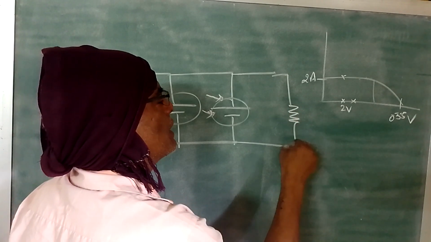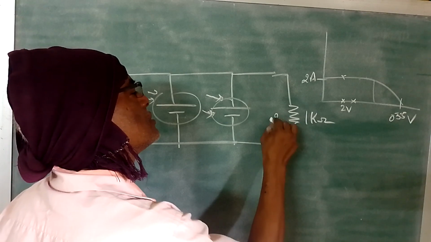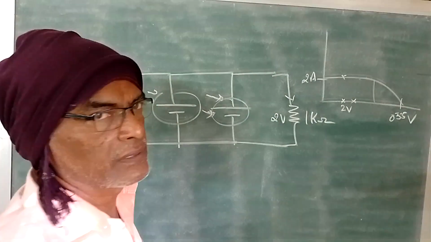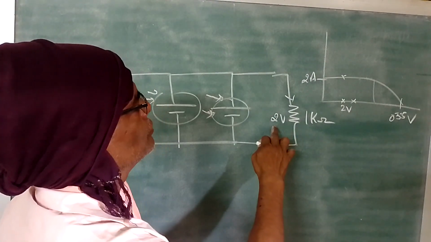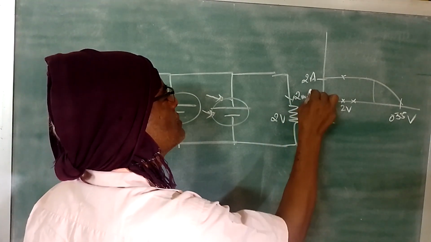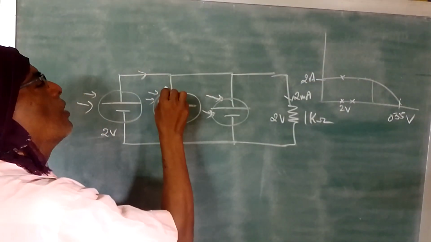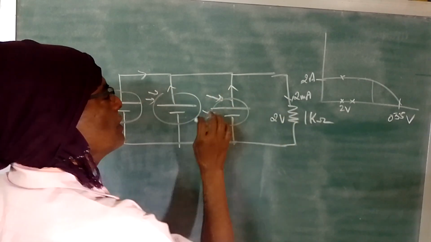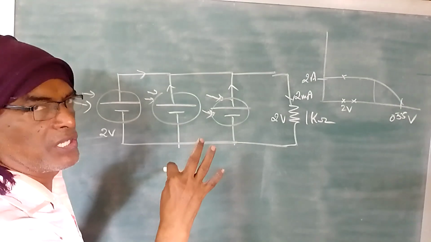Here again you use 1 kilo ohm. So this will give you 2 volts. Now the current here is 2 milliamps. Sorry, 2 volts, so with 1k you will be getting 2 milliamps. That means all the three are illuminated with the same intensity of light.